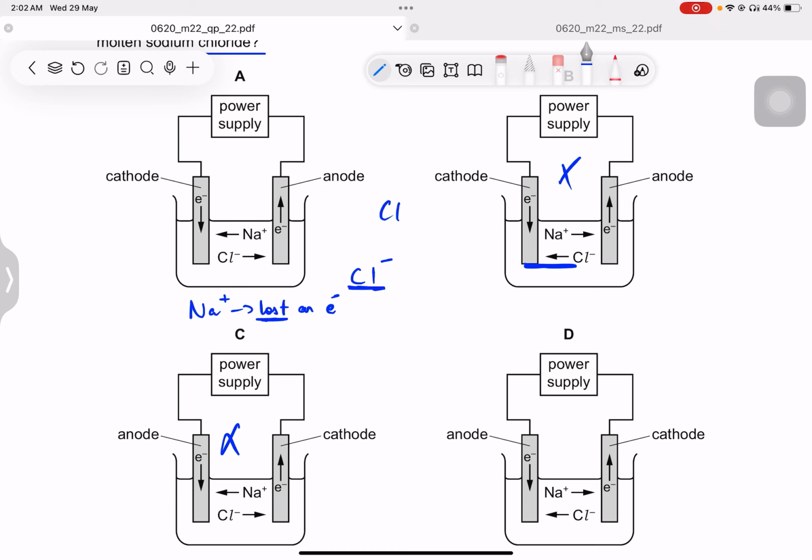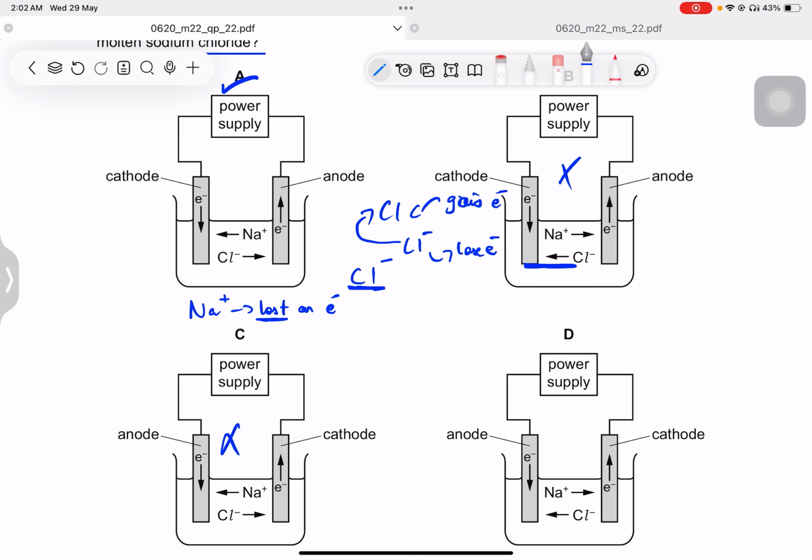What the chlorine ion will do is it will lose an electron to become the atom again. So the electron will be lost at the anode and the electrons will be moving away from the anode, which is correct in option A.